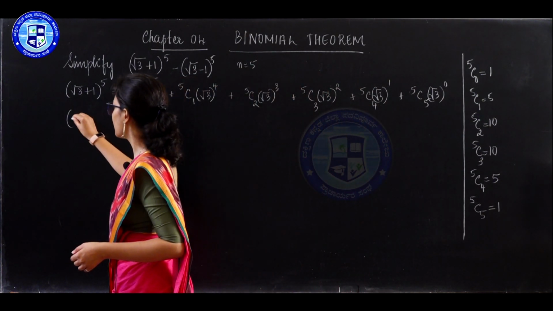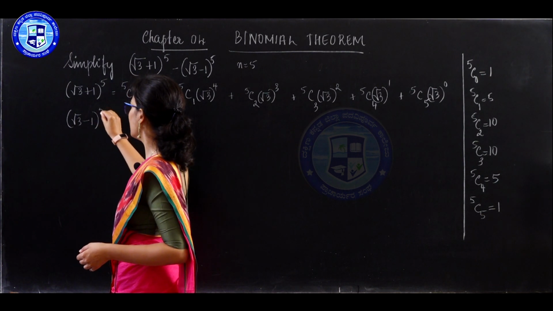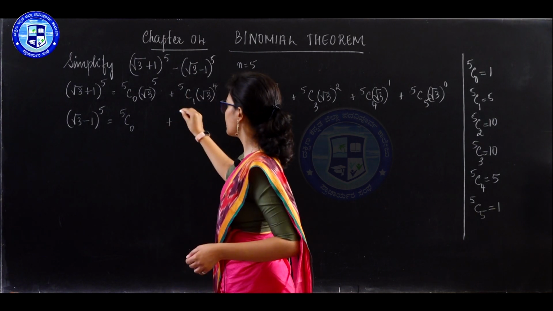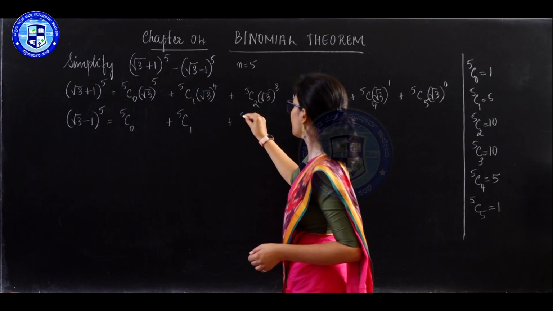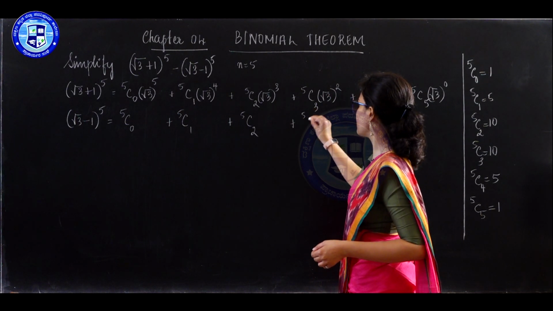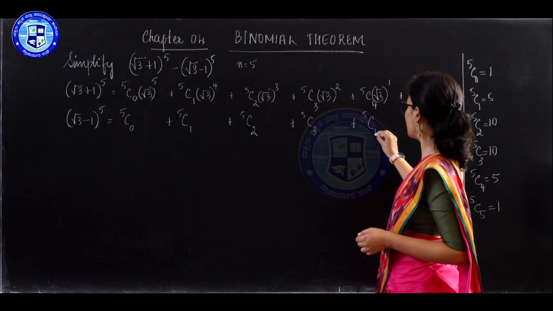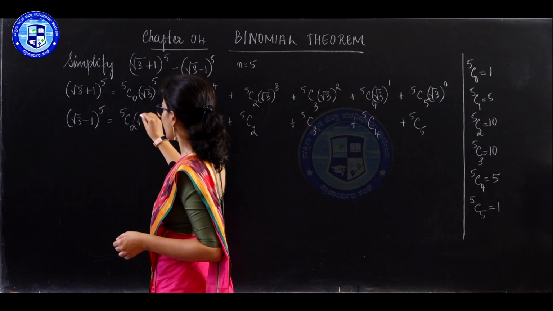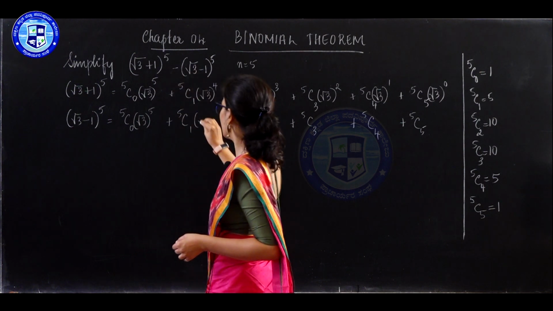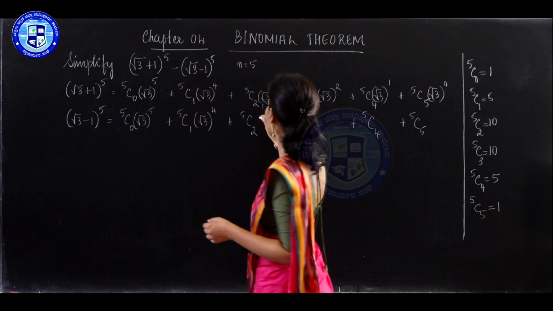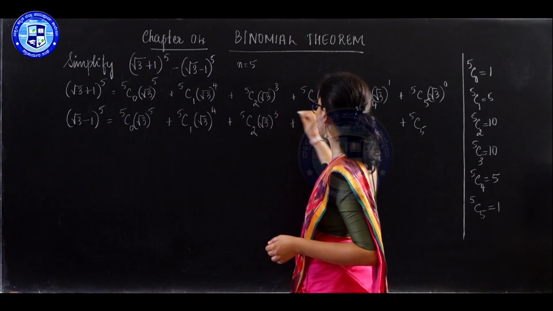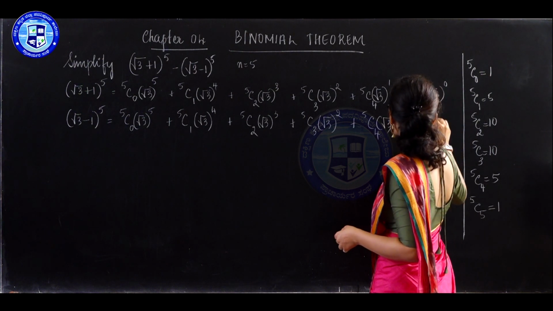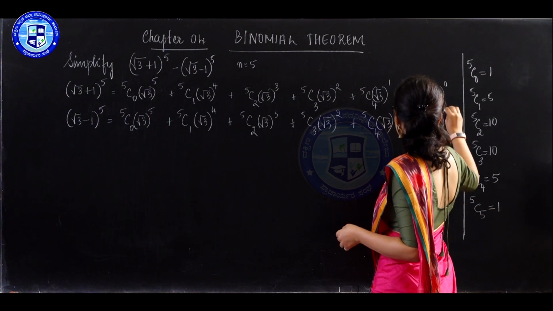Now, let us expand the second term, that is (root 3 minus 1) to the power 5. So, this will be 5c0, write the coefficients, 5c1, 5c2, 5c3, 5c4 and 5c5. Okay. Now, let us write the x terms, which also remain the same: root 3 to the power 5, root 3 to the power 4, root 3 to the power 3, root 3 to the power 2, root 3 to the power 1 and root 3 to the power 0.